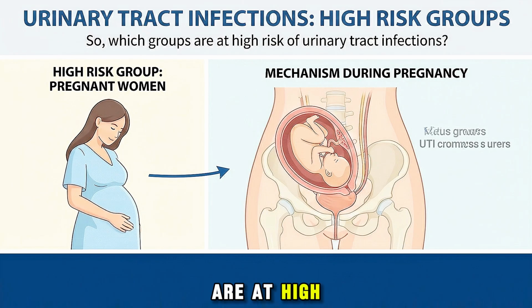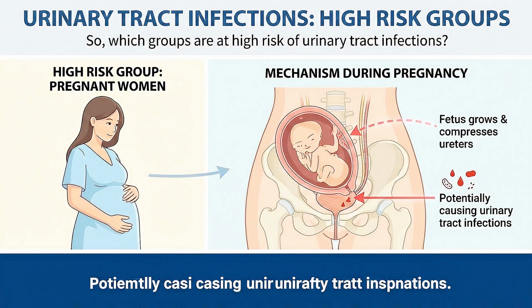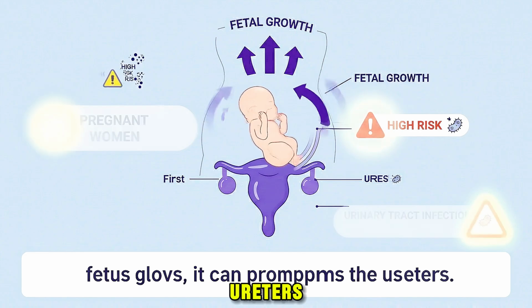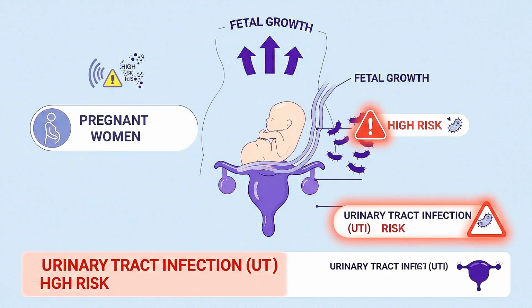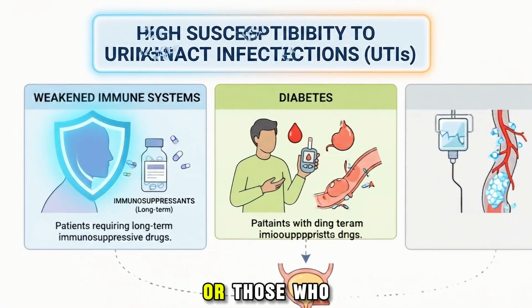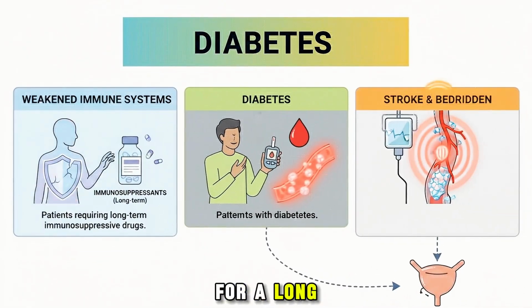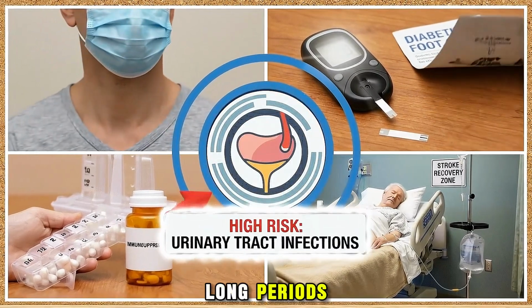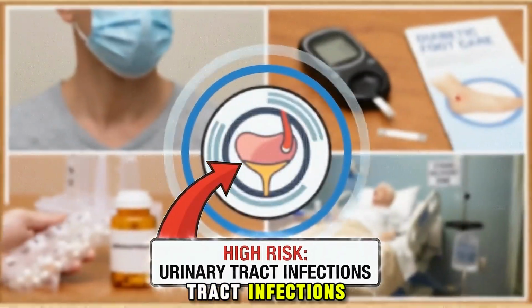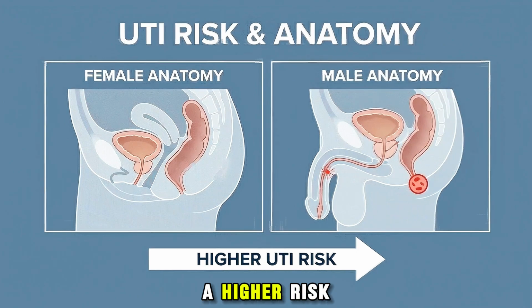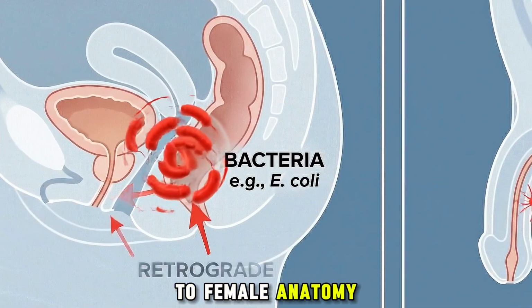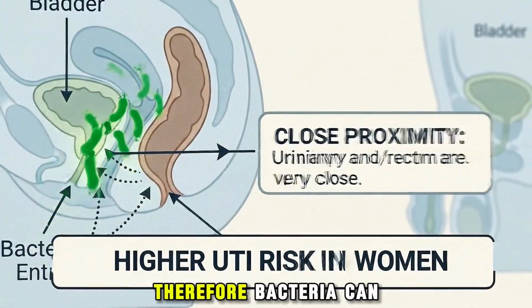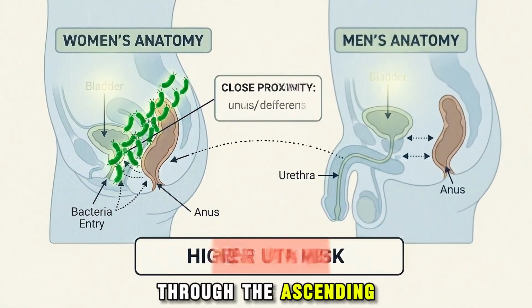So, which groups are at high risk for urinary tract infections? First are pregnant women. During pregnancy, as the fetus grows, it compresses the ureters, which can cause a UTI. Patients with compromised immune systems, or those who must use immunosuppressive drugs for a long time. Patients with diabetes. Stroke patients who are bedridden for long periods are also very prone to urinary tract infections. Women generally have a higher risk than men. This is due to female anatomy. Specifically, the urinary tract is very close to the anus and rectum. Therefore, bacteria can easily invade the body through the ascending pathway.